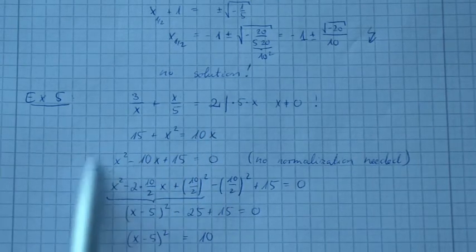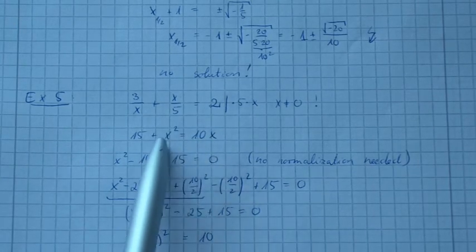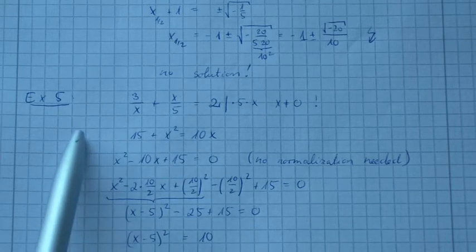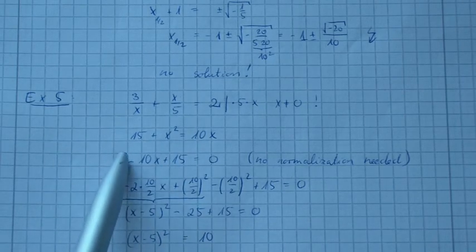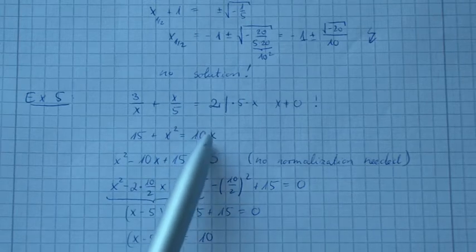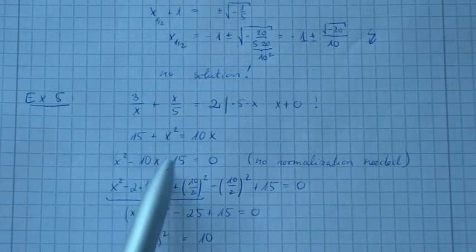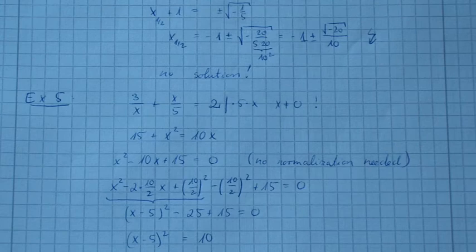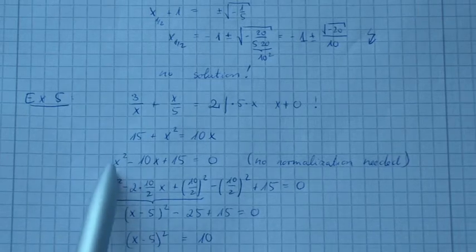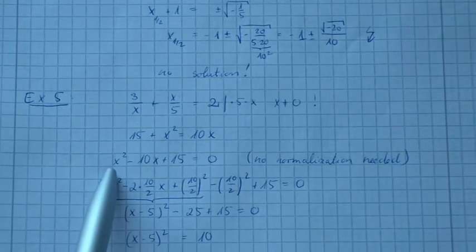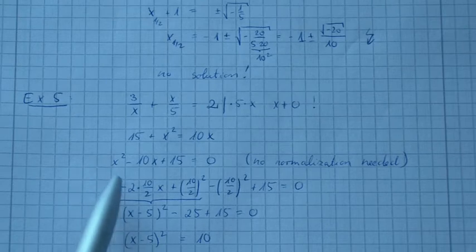Okay, now we bring the 10x to the left hand side and we sort them with descending powers: x squared minus 10x, because this was brought here, it will change the sign, plus 15 equals 0. Now if you look at it, you should realize that you need no normalization, because the coefficient of the quadratic part is just equal to 1.